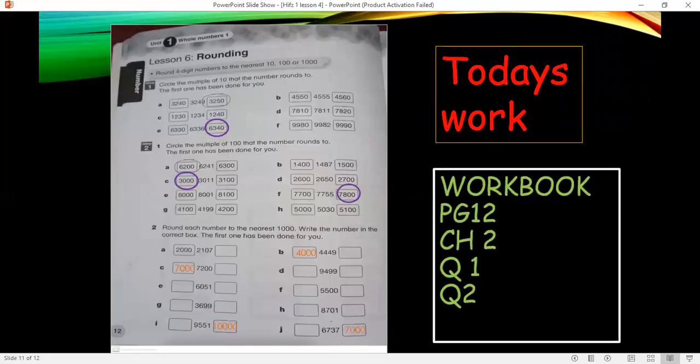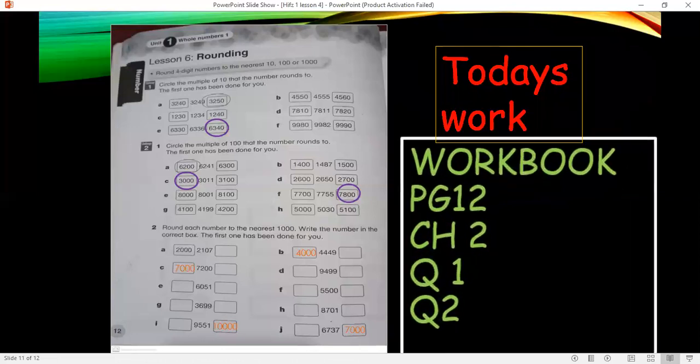Today's work, what you are going to do, is workbook page number 12 now. Your classwork is challenge number 2 and your homework is challenge number 1. I'll explain them one by one. Challenge number 1 says circle the multiples of 10 that the number rounds to. The first one has been done for you.